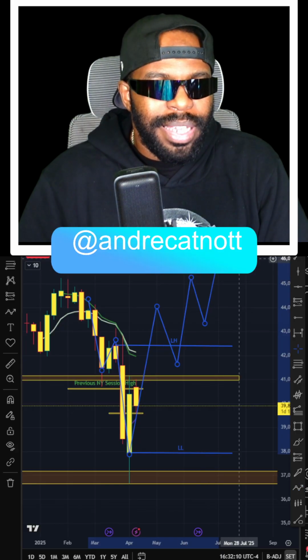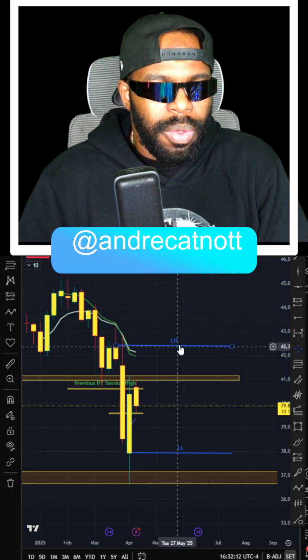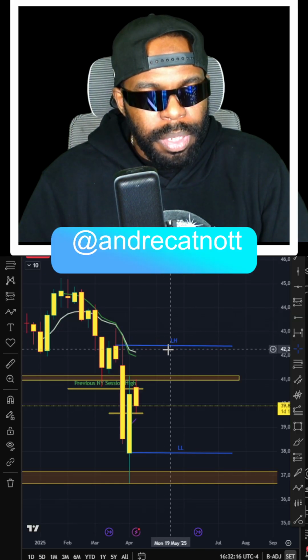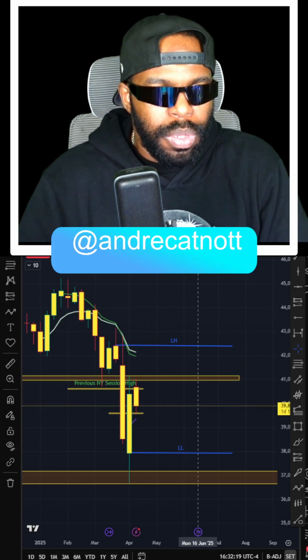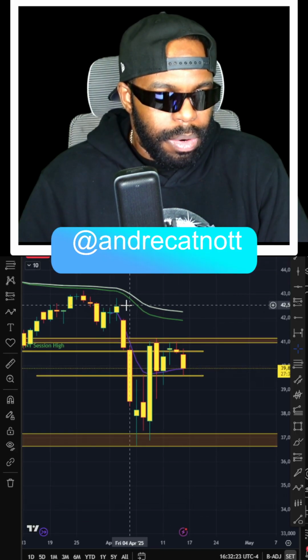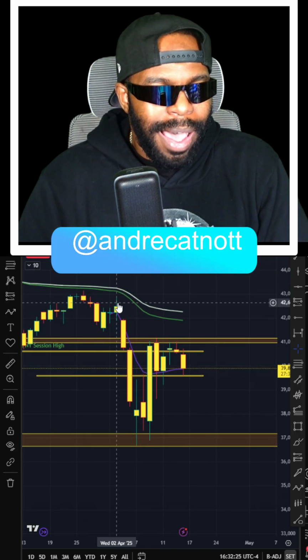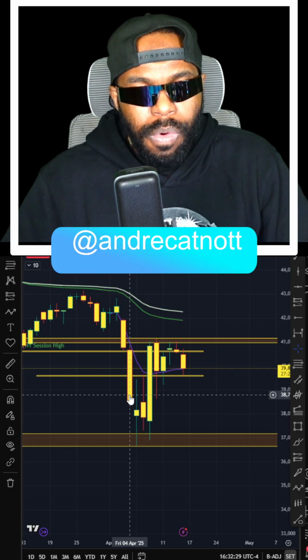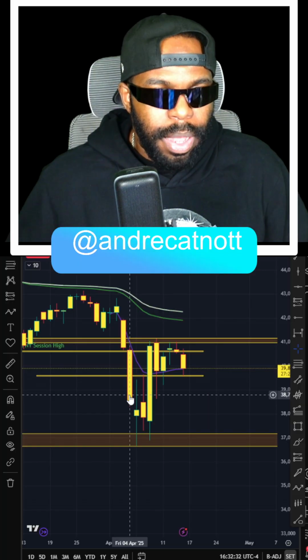So price has to break this level right here, to break this lower high, for me to consider US 30 to be bullish. Okay, right now we're bearish on the weekly and we're bearish on the daily. All right, we're creating lower lows, lower highs, and lower lows on the weekly and the daily chart. So that means the overall market is bearish.